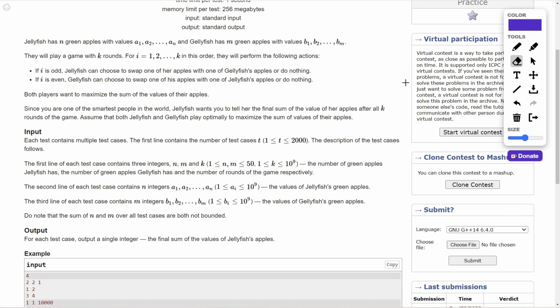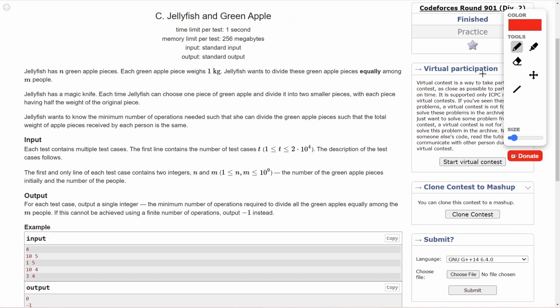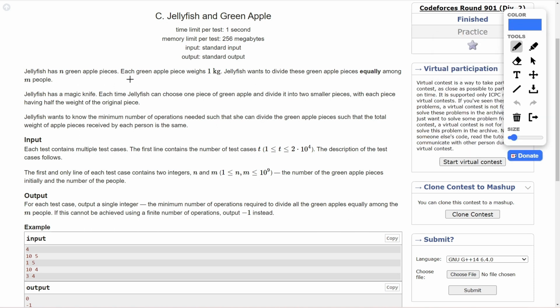Okay, let's move to the third question, Jellyfish and Green Apple. In this question, jellyfish has some number of apples, and each apple has a weight, and we need to divide these green apples equally. This word is bold, which means it is a very important word. Among n people, we need to divide some number of apple pieces among some number of people equally. This is the keyword.